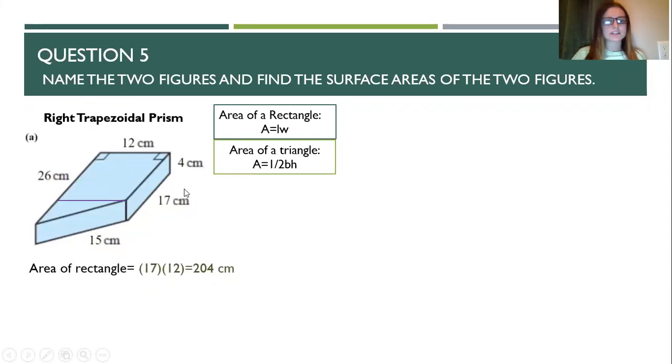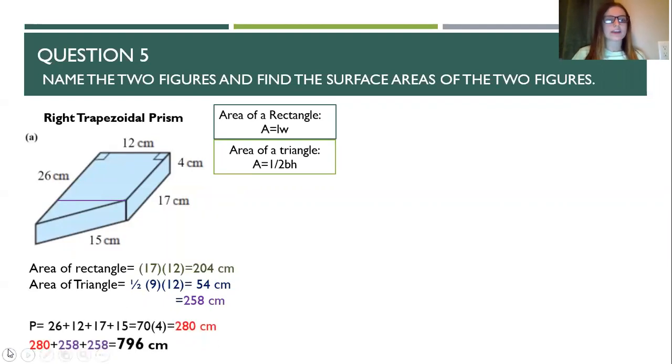So it's 17 for this side and 12, which is equal to 204 centimeters. And then to find the area of a triangle, we would do 1/2 times 9 times 12, because since this side is 12 centimeters, this side is also going to equal 12 centimeters, which is equal to 54 centimeters. And we add them together, and it is equal to 258 centimeters.